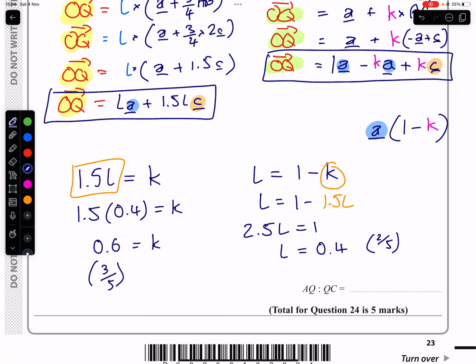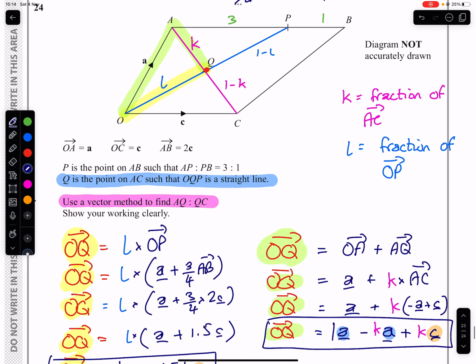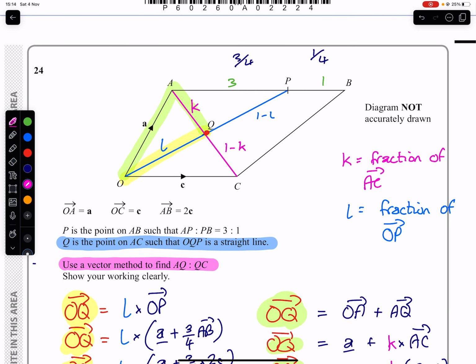So we figured out what L is, we figured out what k is, now we need to see which one we actually want. So the question itself was interested in the pink line, which means that this k here is what we're looking for. 3/5 was the fraction for that, which makes 1 minus k, the other part of the line, 2/5. So our ratio here, this A to Q to C, as it stands, is 3/5 to 2/5. But of course we wouldn't leave a ratio like that with fractions in it. If we multiply both sides by 5, what we get as our final answer here is a ratio of 3 to 2. Done.